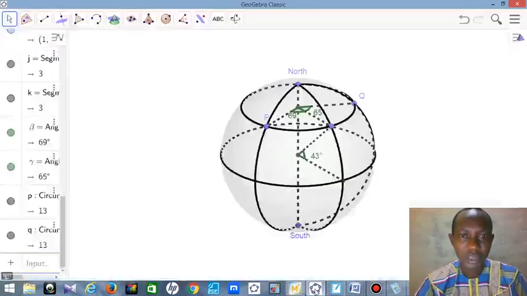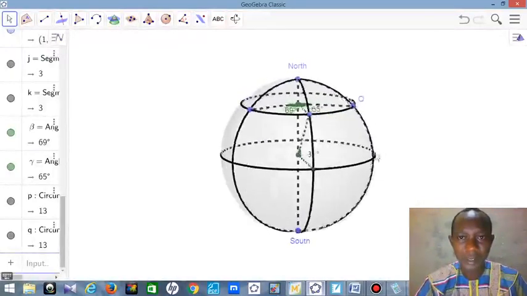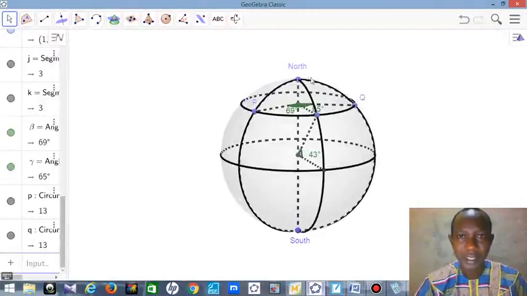Let me demonstrate it here before I solve it. So in this demonstration, you can see what I have here. So this is how the earth looks like. This is a sphere. So you can see the north. I labeled this top as the north pole, and this is the south pole.